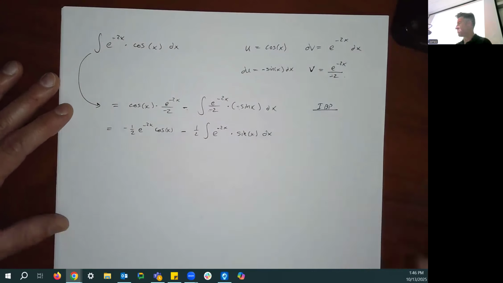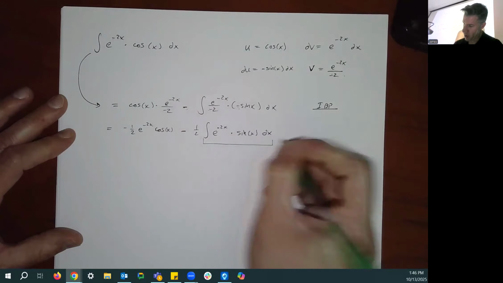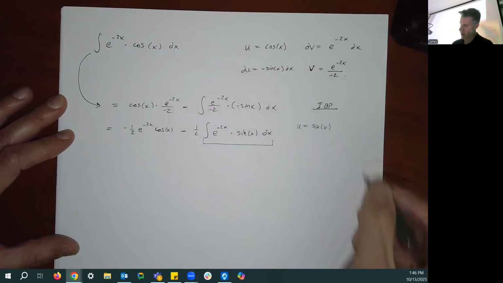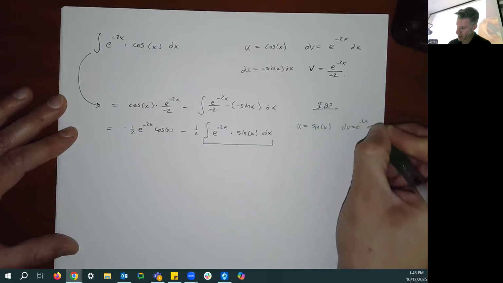This time, in fact, let me use a different color here. Sure, not that color though. So now for this one, we're again going to let u equal the trig function, sine of x in this case, and dv is going to be e to the negative 2x times dx.